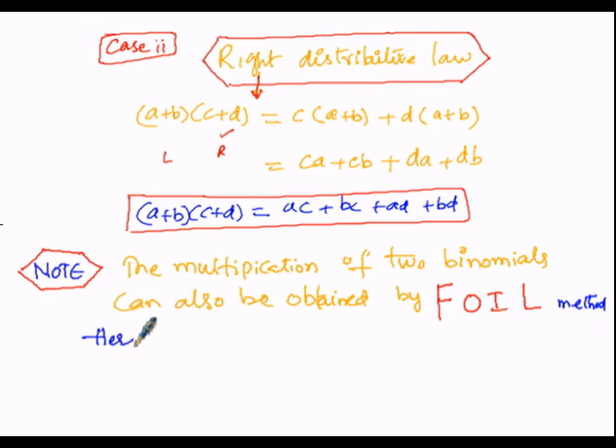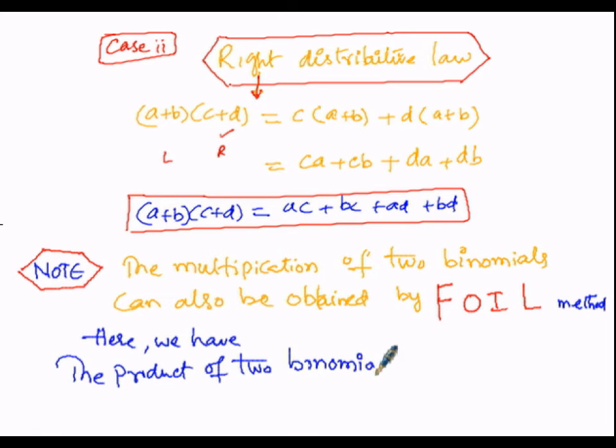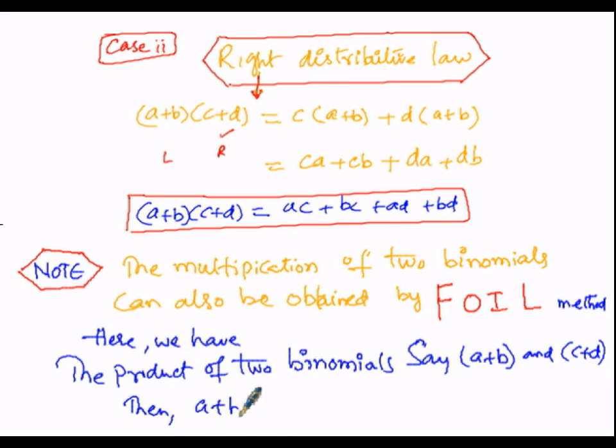So here we have the product of two binomials, say one is a plus b and the other is c plus d. Then (a plus b) into (c plus d) equals, so by the FOIL method we can get the product here. So let's see, by the FOIL method.